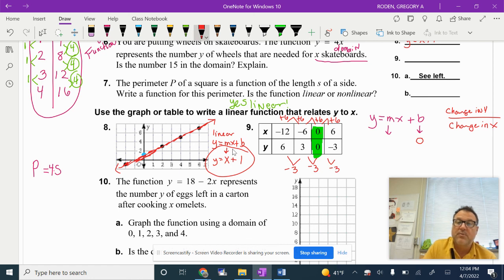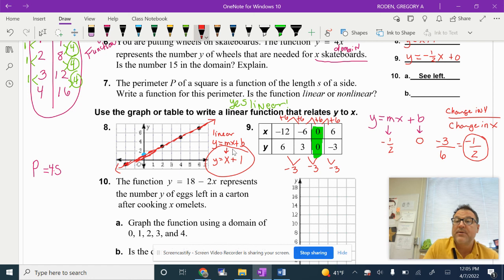So change in y is going to be -3. Change in x is going to be +6. And when I reduce -3 over 6, I get -1/2. And so there's my slope. So my slope is -1/2. So now I'm ready to write my equation. I'm just going to write it on line 9 right here. y equals -1/2 x plus 0, right? But we never have to put plus 0.